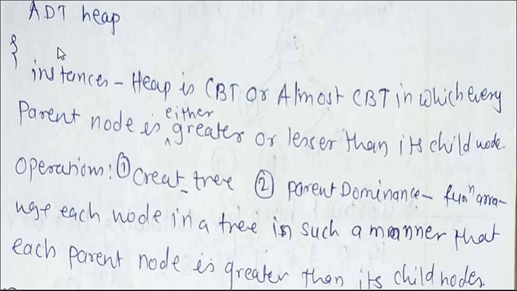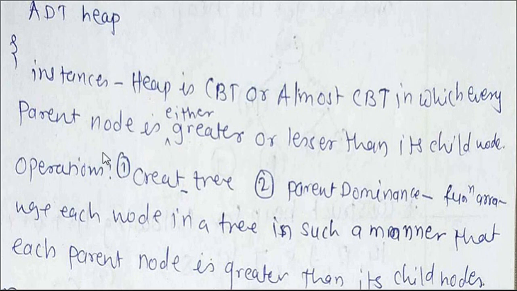Next part is the ADT for heap. Now what is an instance of a heap? It is nothing but a complete binary tree or an almost complete binary tree in which every parent is either greater or less than its child nodes.